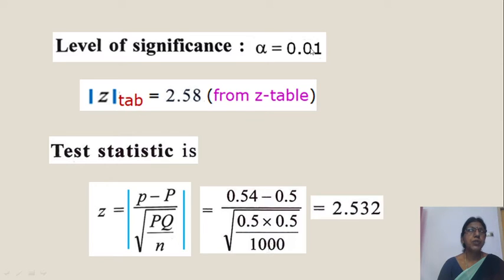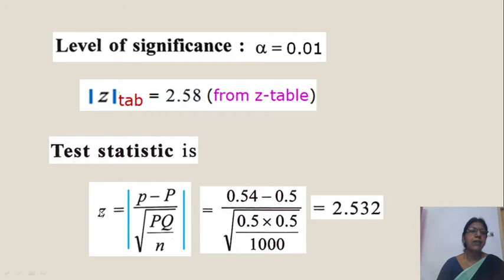Then level of significance alpha is 0.01, that is 1%. From the tables, Z tabulated value is 2.58. Now test statistic, which is Z calculated, is p minus P by root of PQ by n. That is 2.532. Here both values are 2.5, so we compulsorily check the decimals after 5. After 5 the Z tabulated value has 8, here 3 is there. Test statistic is nothing but Z calculated value.